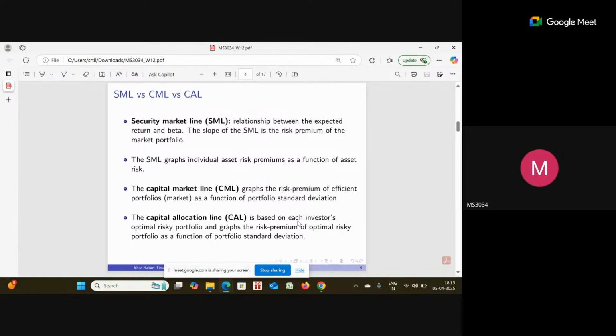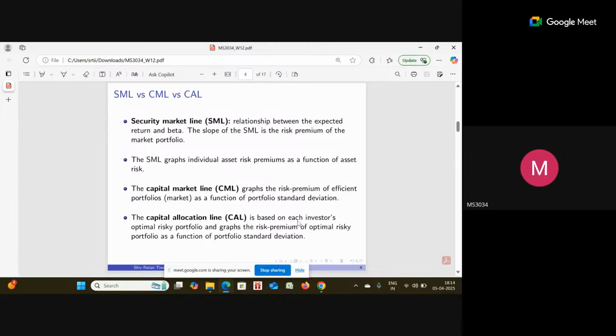In the class there is a discussion regarding SML as well as CML as well as CAL. SML is the security market line, CML is the capital market line, and CAL is the capital allocation line, which we were introduced to in week 8. There is a slight difference between CML and CAL. The capital market line graphs the risk premium of the efficient portfolio which we construct from the market, under the assumptions of CAPM, as a function of portfolio standard deviation.